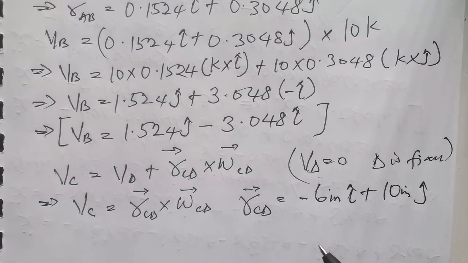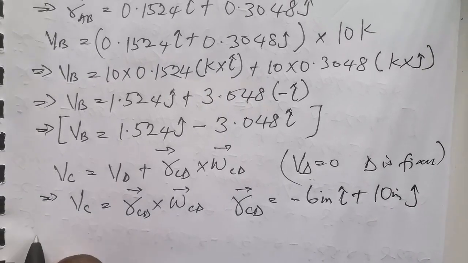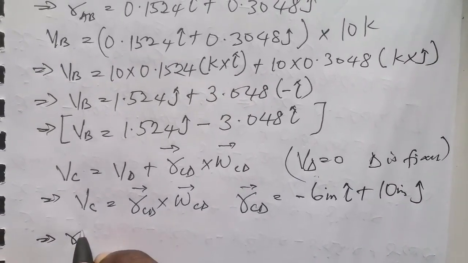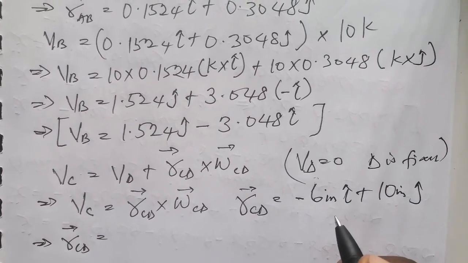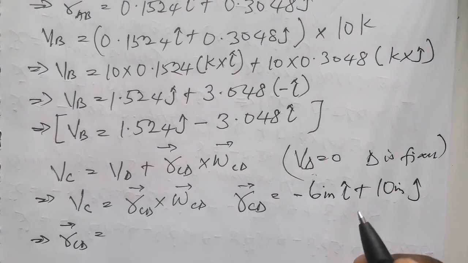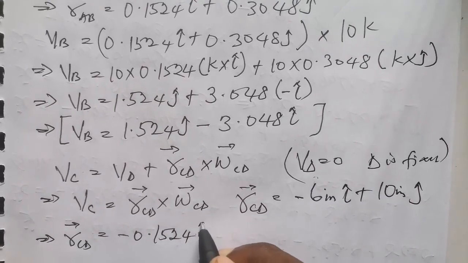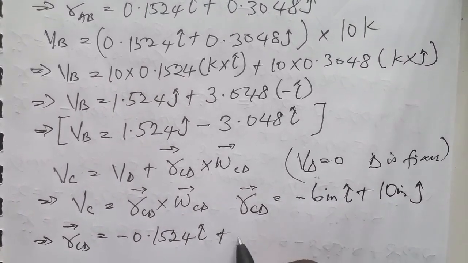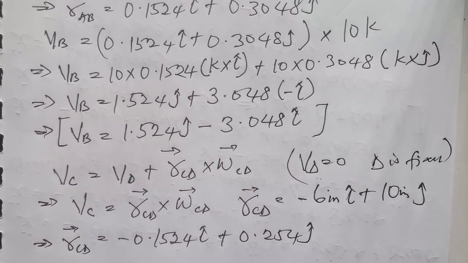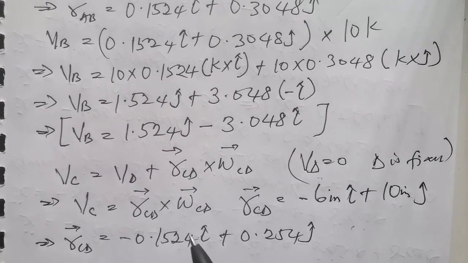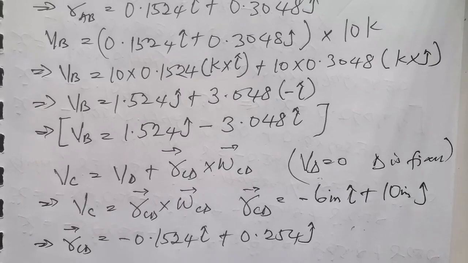So now we are going to be using the converted values of 6 inch and 10 inch in this equation. So the position between arm C to D is simply going to be equal to negative 6 inch, and 6 inch gave us 0.1524. So we have minus 0.1524 in the I direction plus 10 inch gave us 0.254 in the J direction. This is now our position. Now, keeping in mind that omega CD is always going to be in the K direction because the angular speed is always in the K direction.